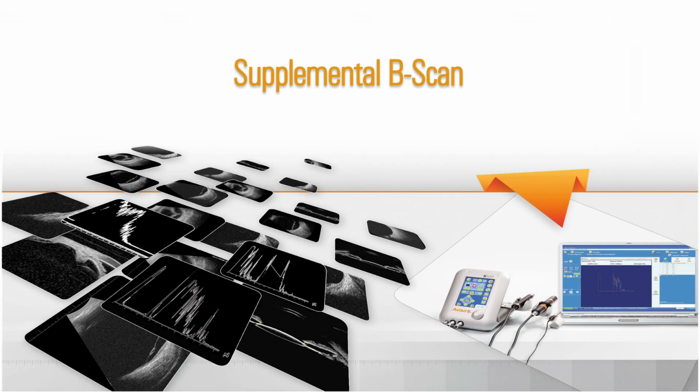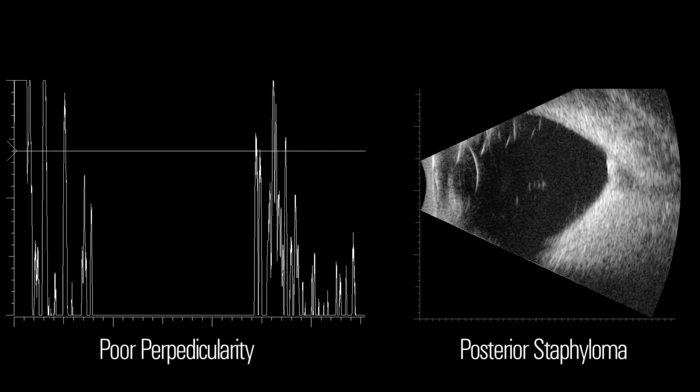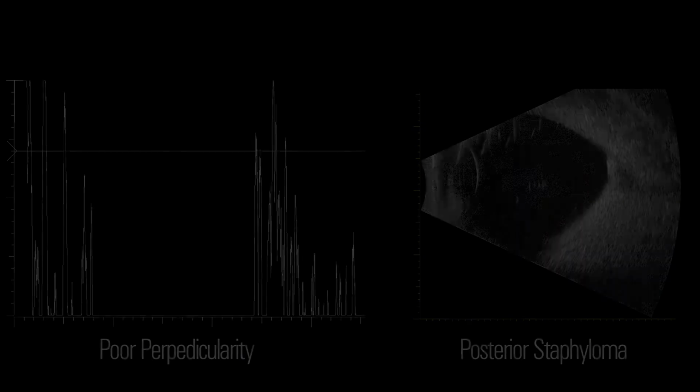Supplemental B scan. Under some circumstances, one-dimensional A-scan biometry should be followed by a two-dimensional B-scan. If achieving perpendicularity to the eye structures is difficult, or if an unusual spike is present and does not disappear with repeat scans and adjustment of the probe's position, performing a B-scan is strongly suggested to rule out the presence of an abnormality that may be causing the difficulty.